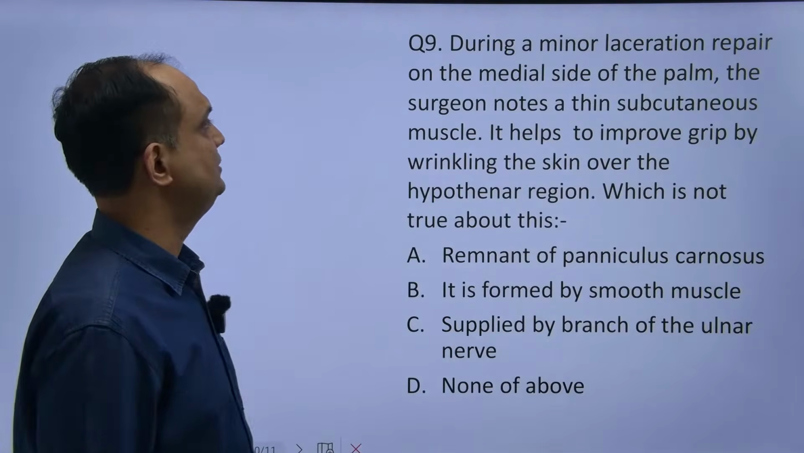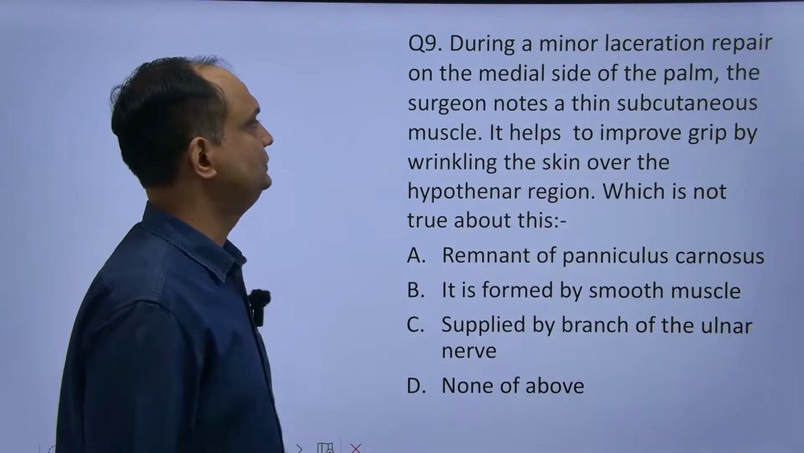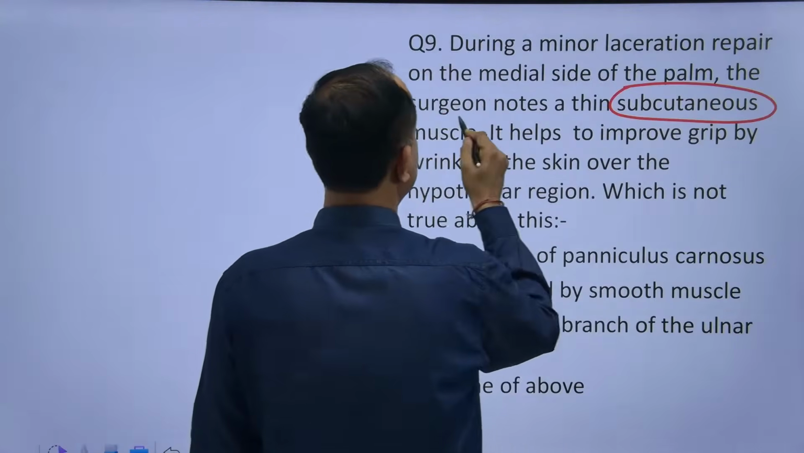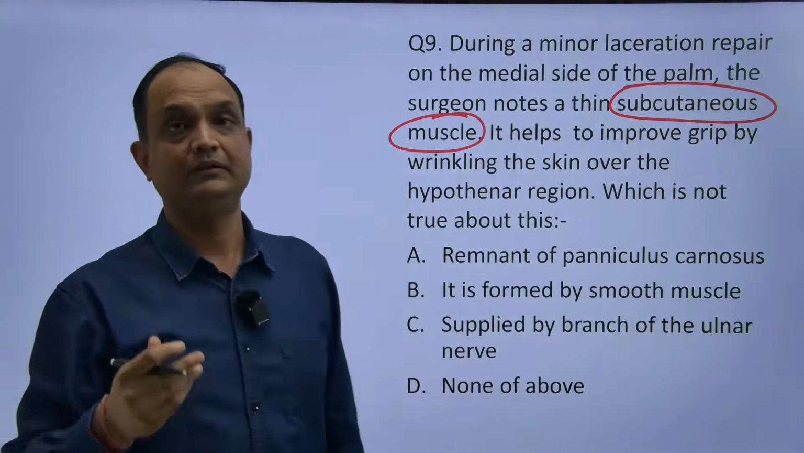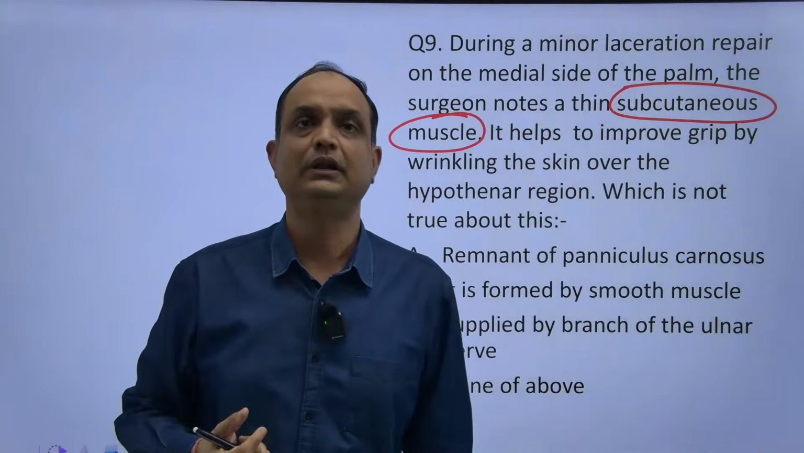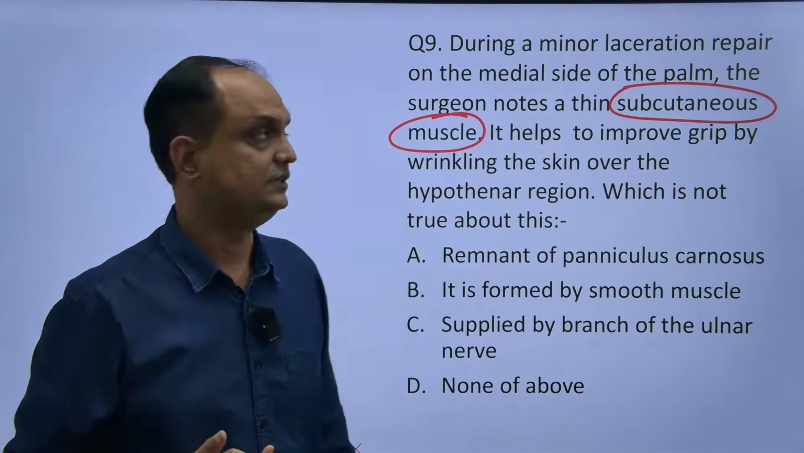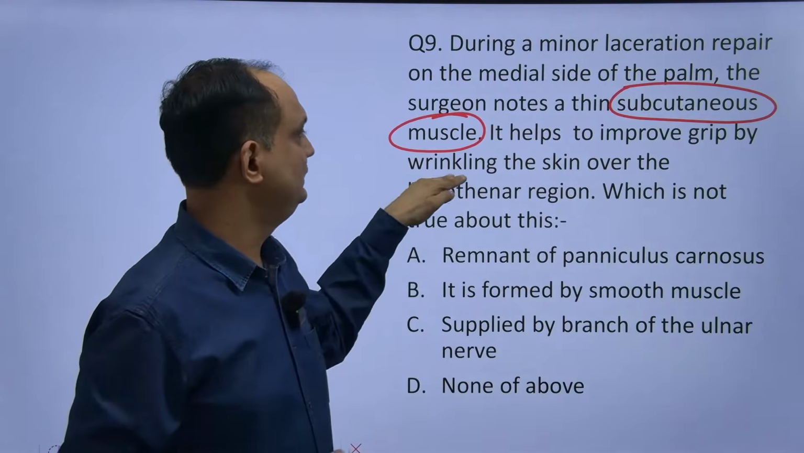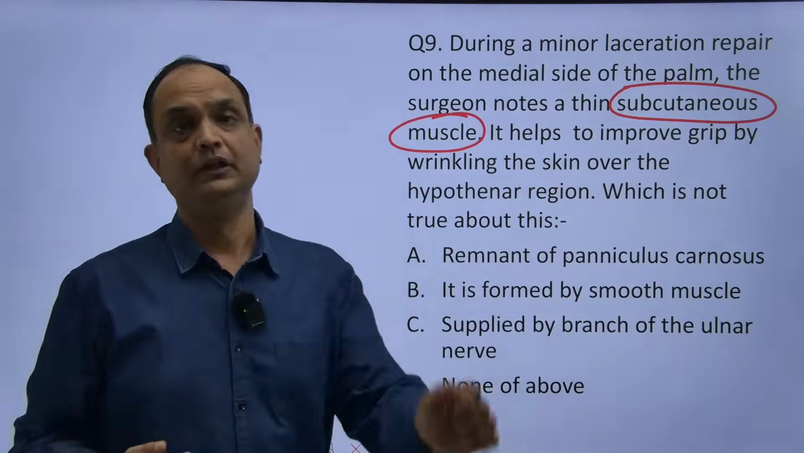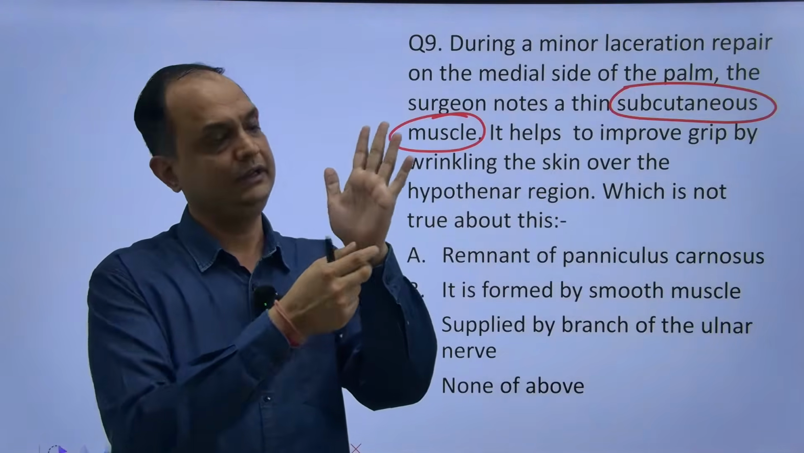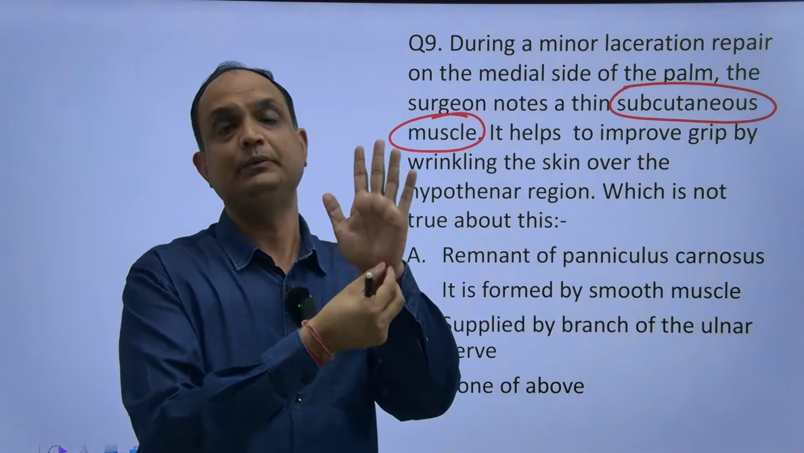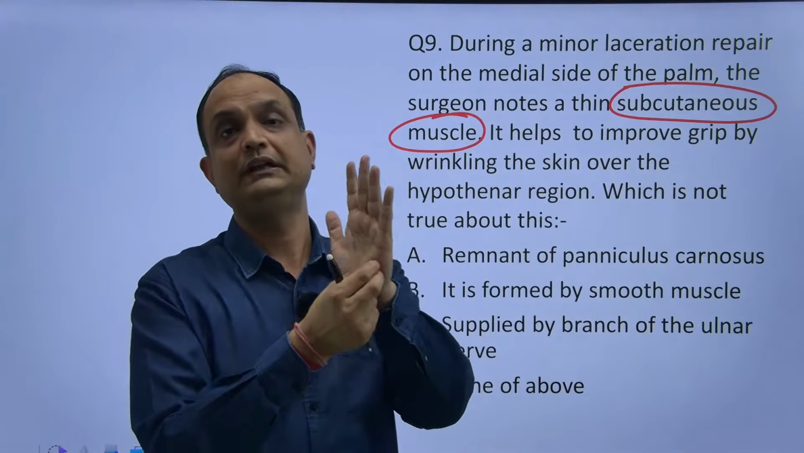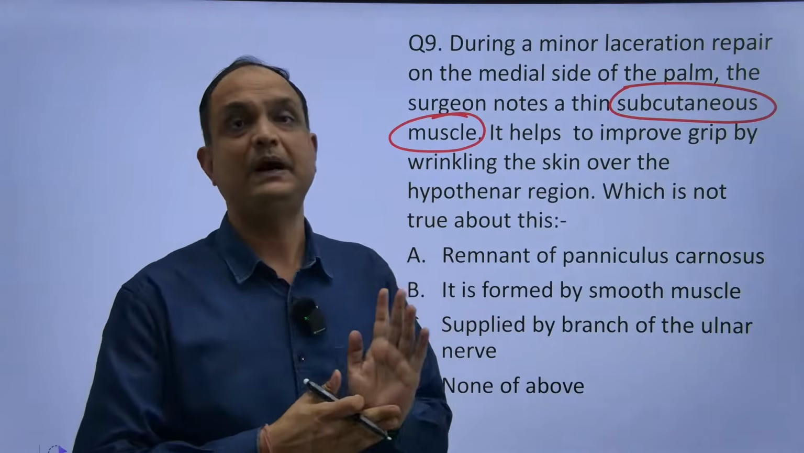During a minor laceration repair on the medial side of the palm, the surgeon notes a thin subcutaneous muscle. Now see, this is again a very unique muscle present in the upper limb. Generally, subcutaneous muscles are a feature of the face, so that you are able to produce different facial expressions. Now this muscle, which is present subcutaneously, improves the grip by producing wrinkles on the skin over the hypothenar region. So when you see your palm, keep this in mind: in the hypothenar area, the skin has a subcutaneous muscle which produces wrinkles to improve the grip. That muscle is known as palmaris brevis.